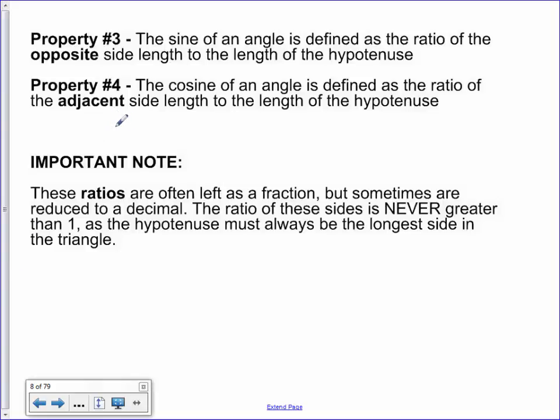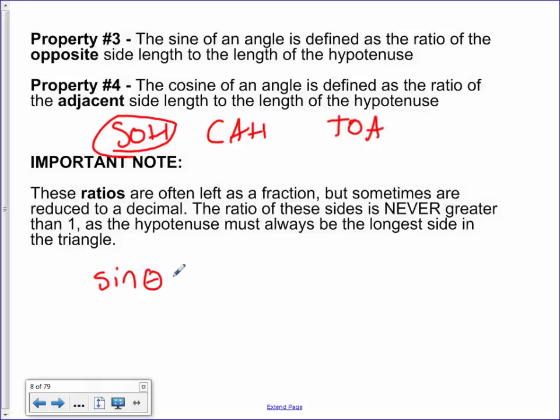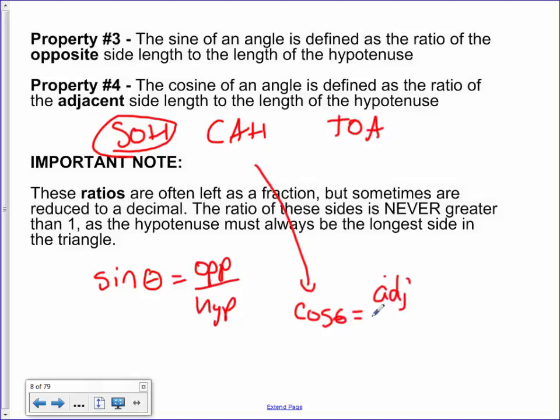Often when you first learn this, we learn it as SO and CAH, and then later I'll show you TOA as well. The way SO works is that the sine of an angle is equal to whatever the opposite side is over the hypotenuse. Is this kind of familiar? Okay. And cosine is the adjacent over the hypotenuse. And we'll do tan in a second.